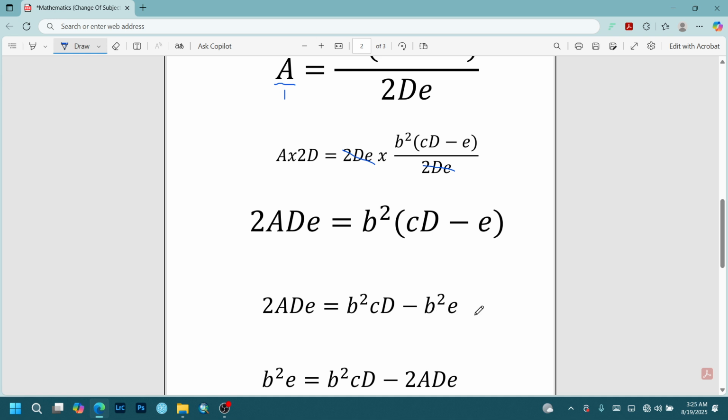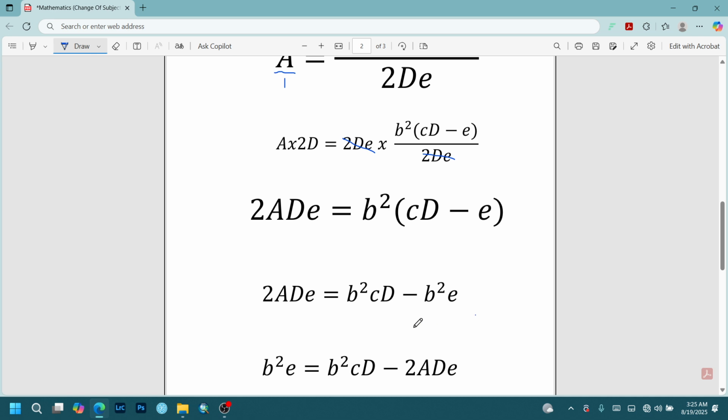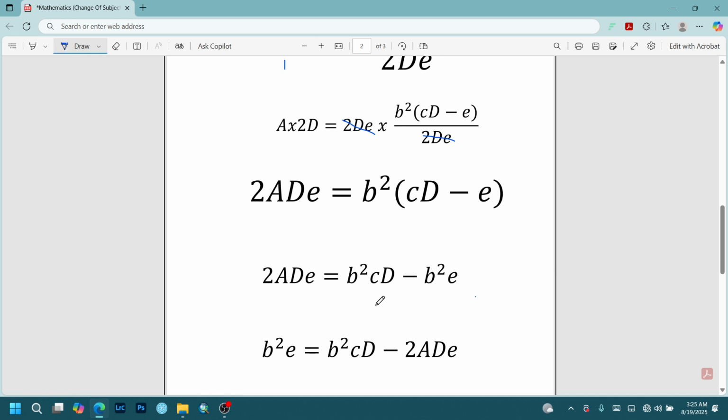So in all, we are going to have our equation to be 2ADE equals B squared CD minus B squared E, right? So based upon the preamble of our question, we were tasked to make D the subject of the relation, okay? So that means we have to group like terms. The variables with D components in them would be grouped at one side, and those without D components in them would be grouped to the other side, right?